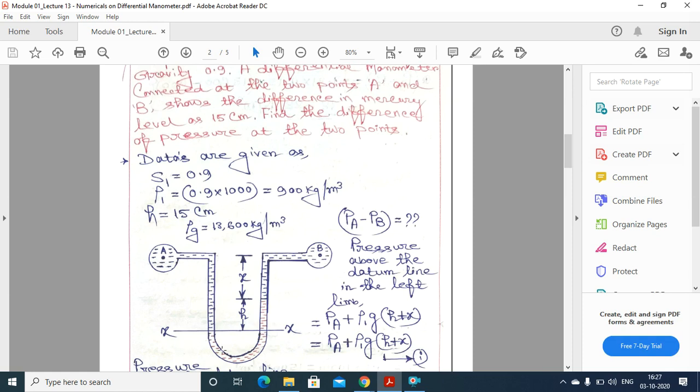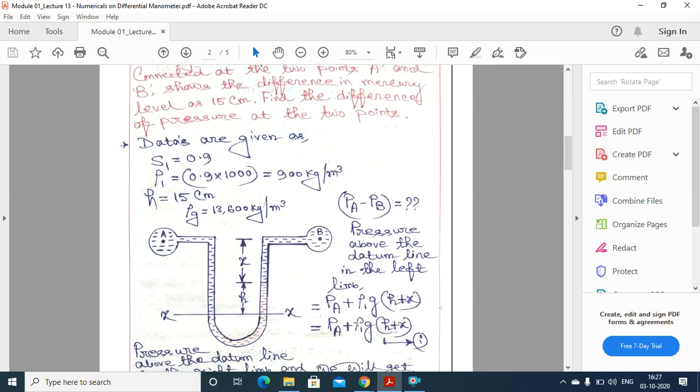This figure is based on the condition when these two pipes are placed at the same level. When these two pipes are placed at the same level, then we have to calculate PA minus PB.